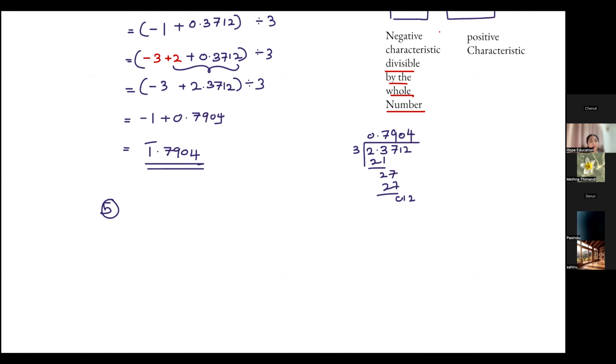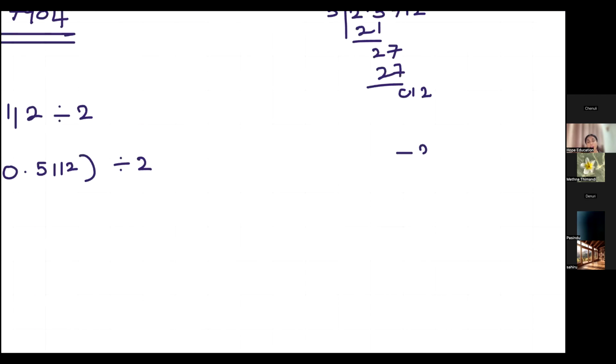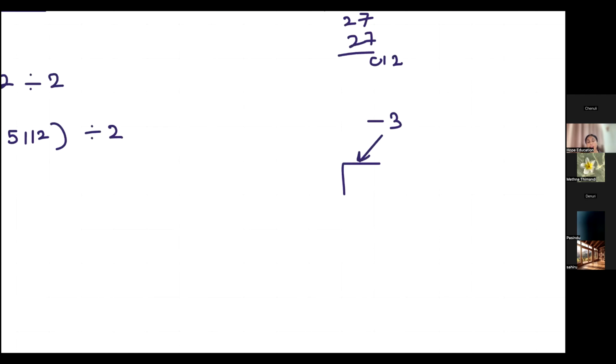Bar 3.5112 divided by 2. So bar 3.5112, I'm going to break it into characteristic and mantissa. Characteristic is minus 3 plus mantissa is 0.5112 divided by 2. Now we have a negative characteristic that is not perfectly divisible by the whole number. So minus 3, I have to divide into two parts, where one part is a negative characteristic that is divisible by 2. The other one should be a positive characteristic.